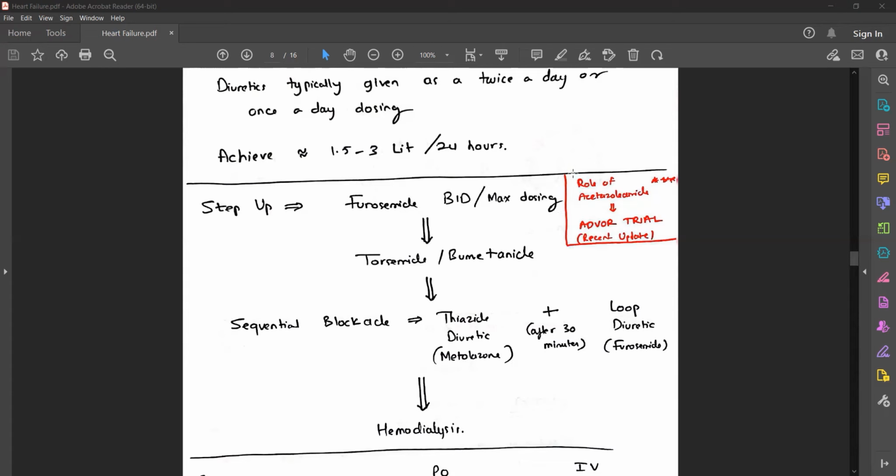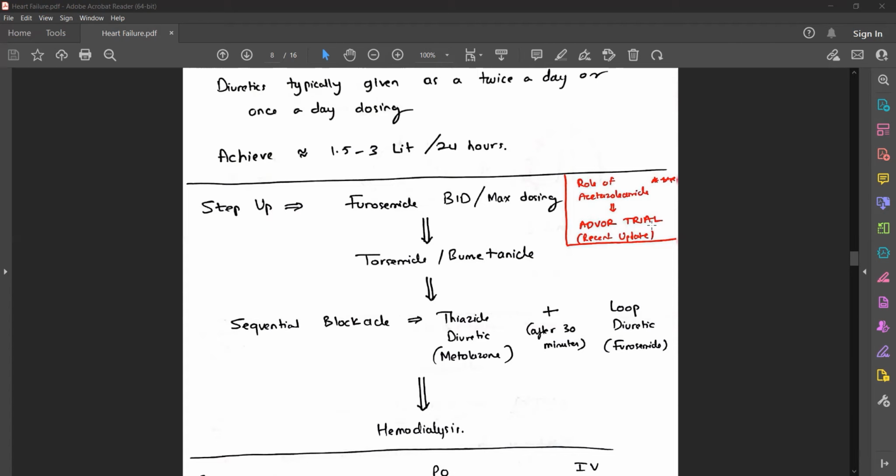Then, talking about one recent update that was published for heart failure, the ADVOR trial. Now, what did the ADVOR trial say? It showed that there was successful decongestion in patients with acute decompensated heart failure in whom loop diuretic was used along with acetazolamide. However, in this trial there was no difference in the overall mortality or hospitalization rates, but there was definitely successful decongestion. So you could use acetazolamide in the initial phases of diuresis with the loop diuretic.